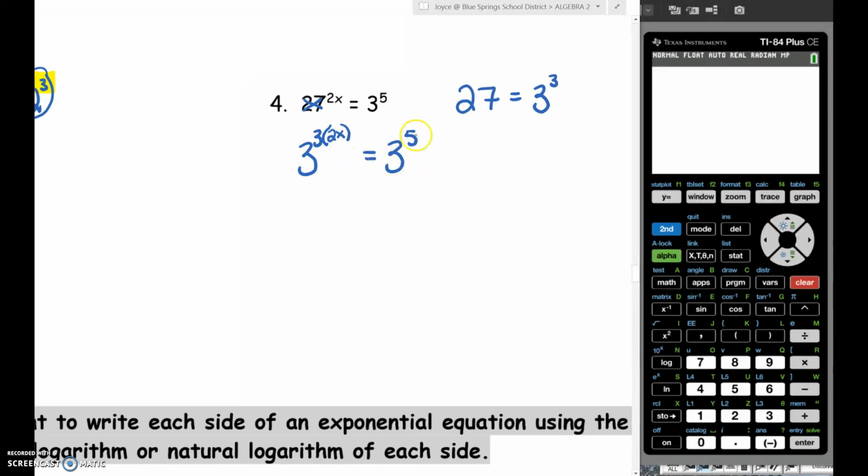Now, 3 to the stuff equals 3 to the other stuff. So first stuff, 3 times 2x, or you could just go ahead and write that as 6x equals 5, and you could finish solving it. If there was more in those parentheses, you would have to distribute. If it ended up being like a 2x plus 1, you'd have to do 3 times the 2x, 3 times the 1, and so on.